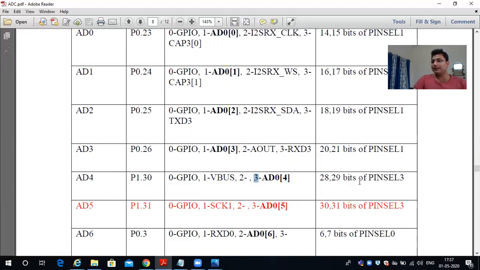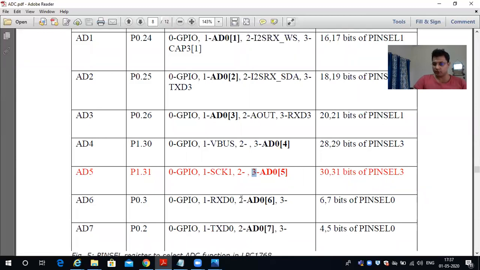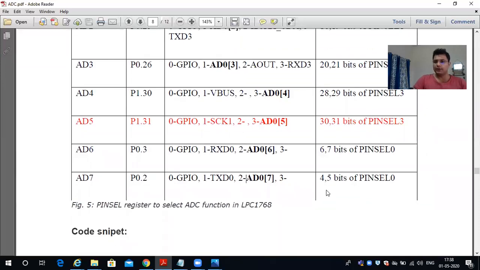So the 28th and 29th bits of the pin select should have the value 1 1 instead of 0 1, as in the case up to AD3. Likewise for AD5 the function is 3, so the 30th and 31st bits in pin select 3 register should be 1 1. For AD6 the function is 2, that means the 6th and 7th bits of pin select 0 should be 1 0. Likewise for AD7 the function is 2, so the 4th and 5th bits of the pin select register should be 1 0.